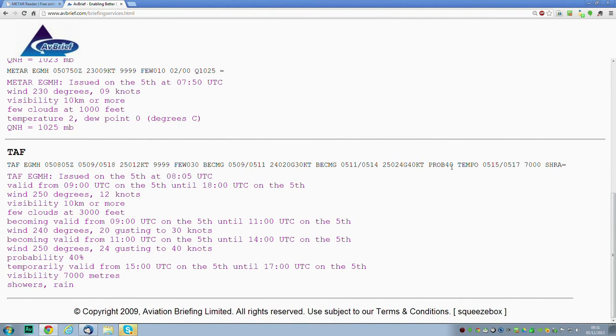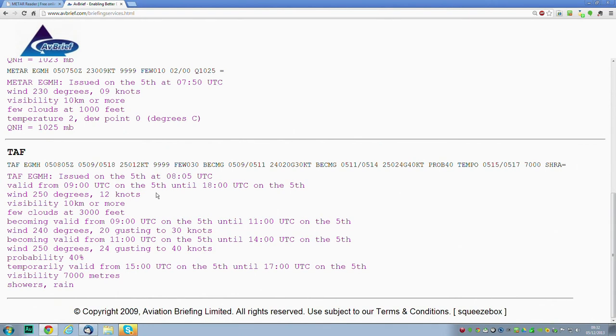And then lastly, there's a 40% probability, PROB40, that temporarily, valid from 3 o'clock till 5 o'clock, the visibility will be 7 kilometers in showery rain or rain showers. So what they're saying is there's a 40% chance of some rain at some point between 3 o'clock and 5 o'clock. And in the rain, the visibility is going to be reduced to 7 kilometers, which is still pretty good. So we're not talking major thunderstorms or anything.